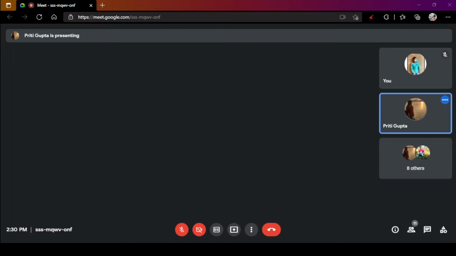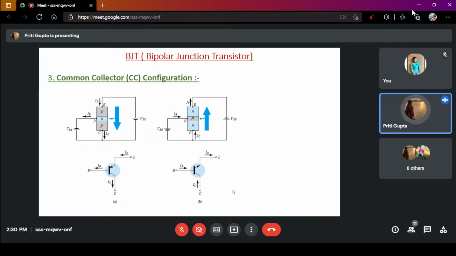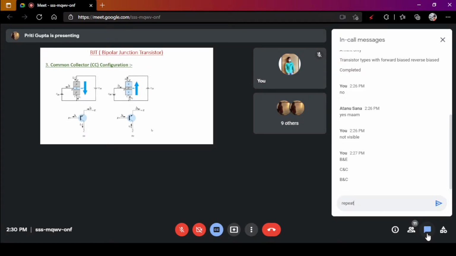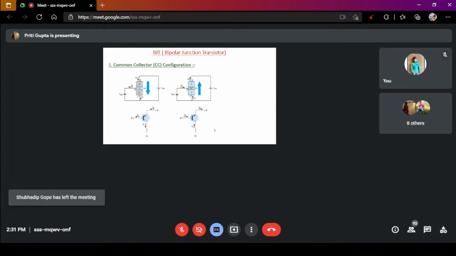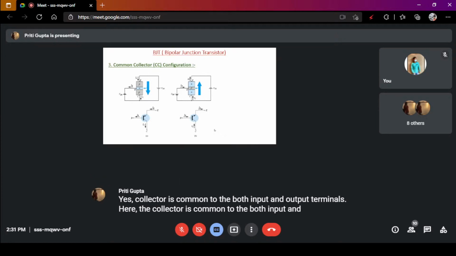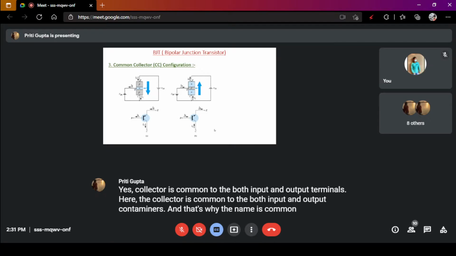Is this done? Then write down. Here the collector of the transistor is common to both input and output terminals, and that's why the name is common collector connection.